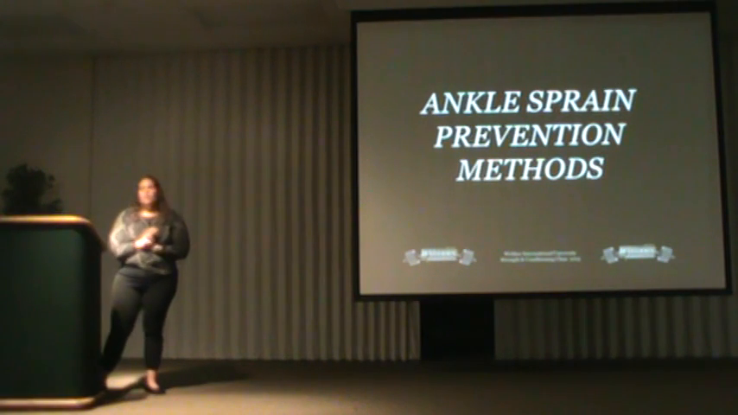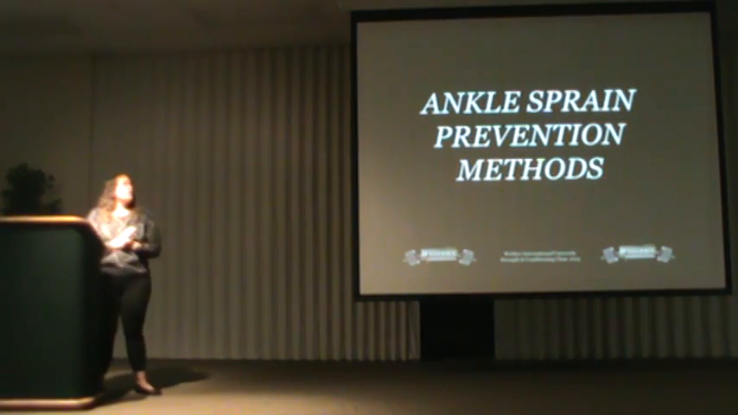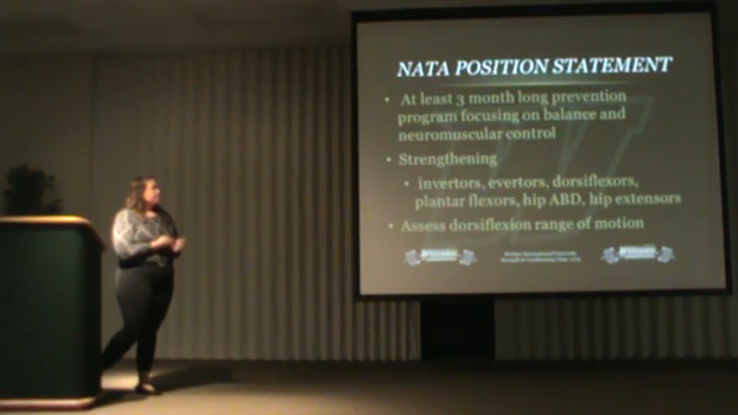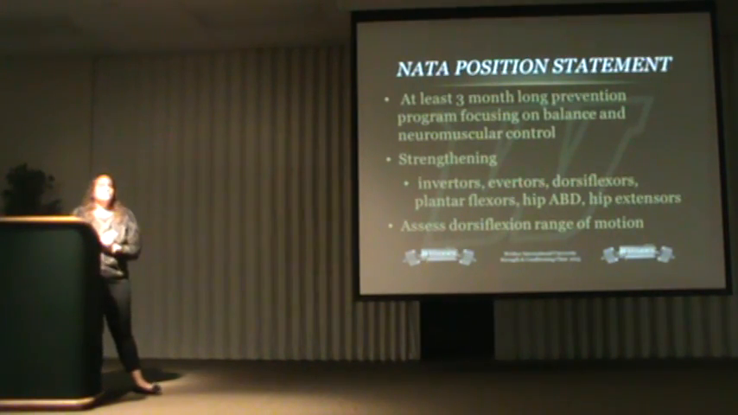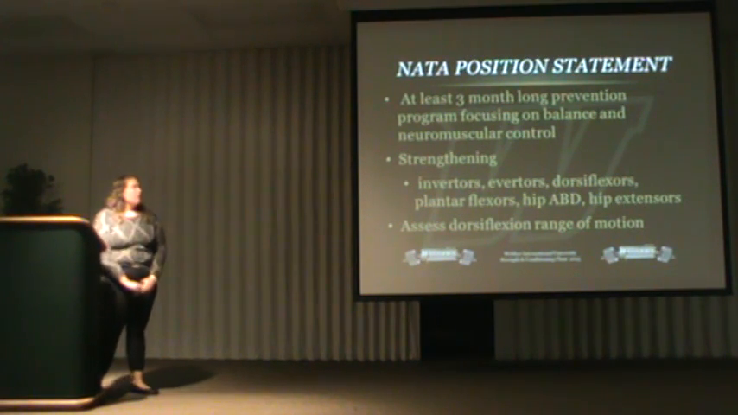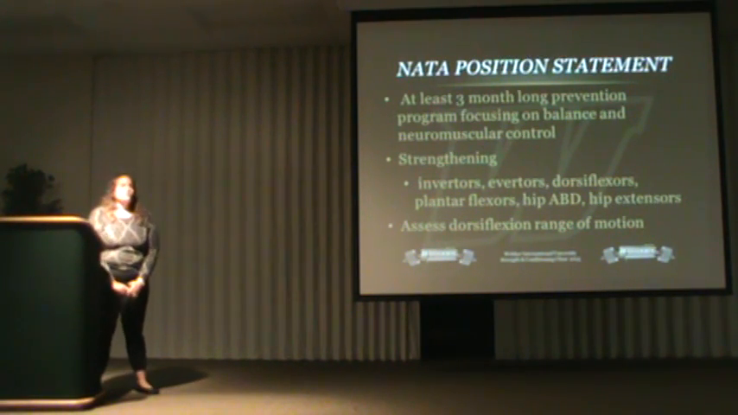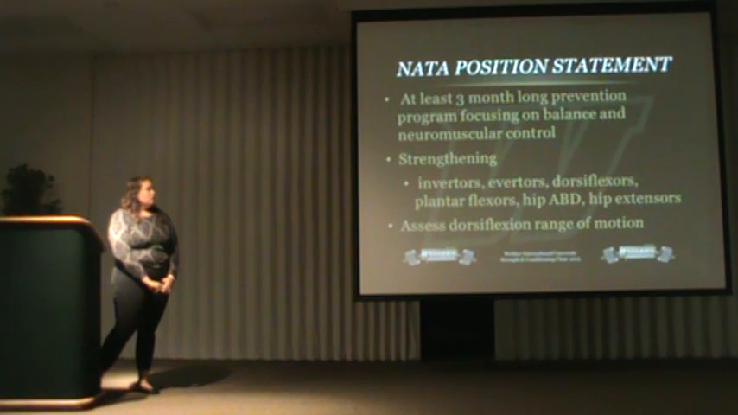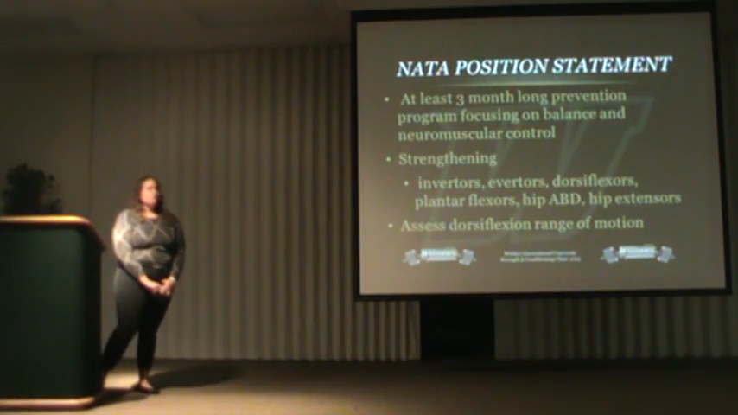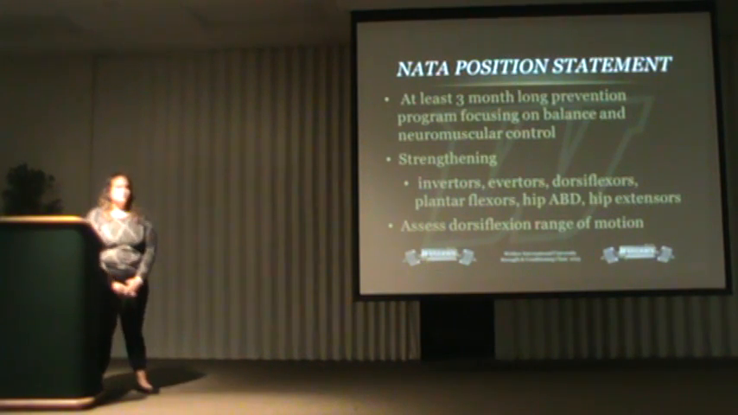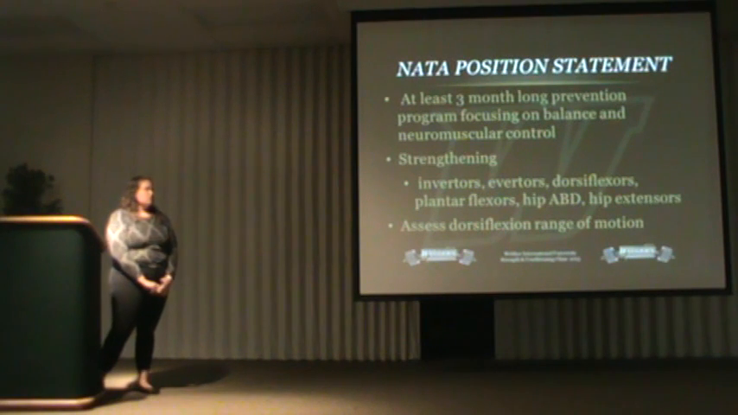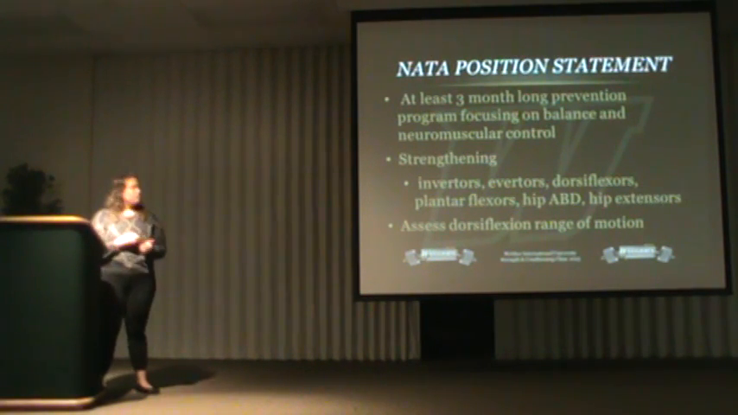All right, so now we're going to talk about some ankle sprain prevention methods that you guys can start using. So the NATA position statement says that you should have at least a 3-month-long prevention program that focuses on balance and neuromuscular control. And then you should also focus on strengthening the ankle inverters, everters, dorsiflexors and plantar flexors, as well as the hip abductors and extensors. And then it also is asking you to assess dorsiflexion range of motion.